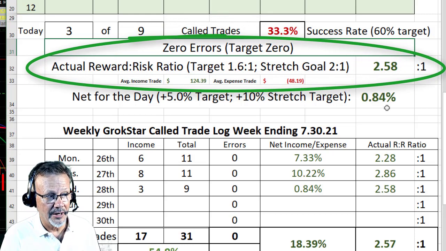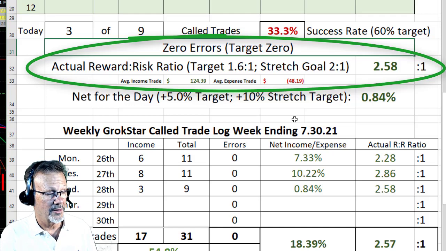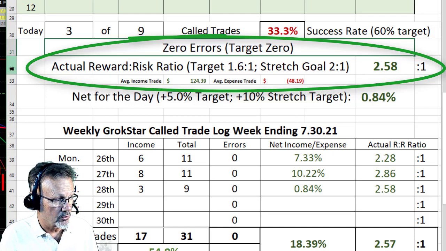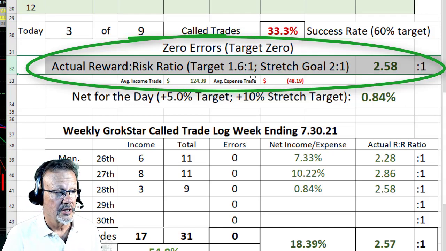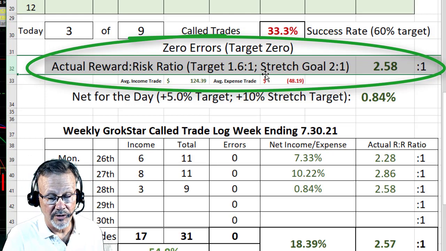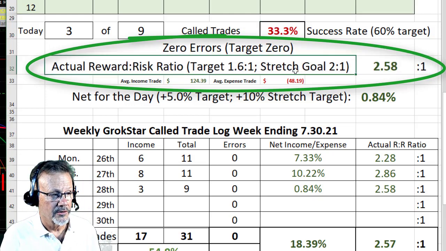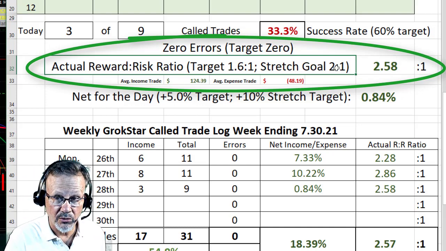How did I make money on a day that I only got 1 out of 3 trades that I actually made money on? It was with this actual reward risk ratio. We measure this. This is the ratio of what your average income trade was versus your average expense trade. It's not how many you had. That's what this statistic is. But right here, it was at 2.5, beyond our stretch goal there.